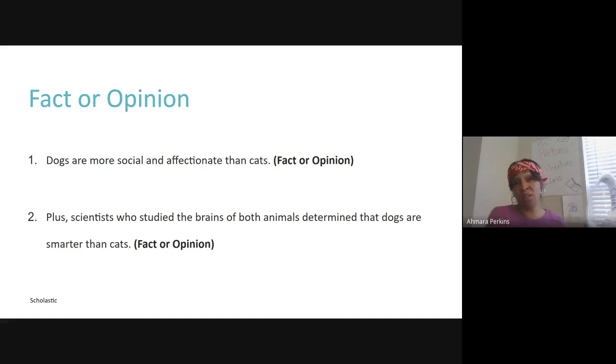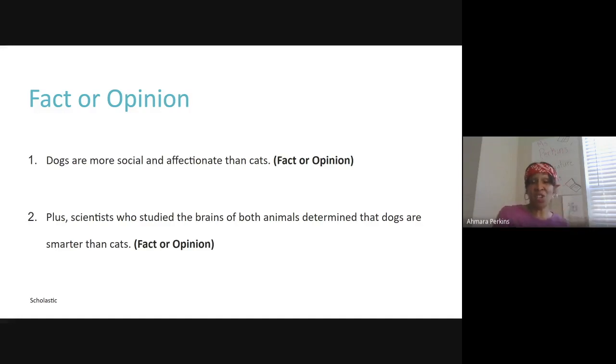Now, my numbers are a little off here. I don't know what happened to this slide, but we're going to do the same thing. Dogs are more social and affectionate than cats. Clue words. What clue words do you see? Excellent job. Yes, more social and affectionate. That is based on someone's feelings. So that makes it an opinion statement, right?